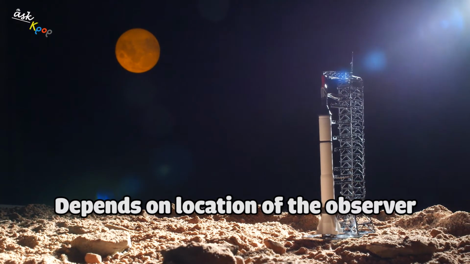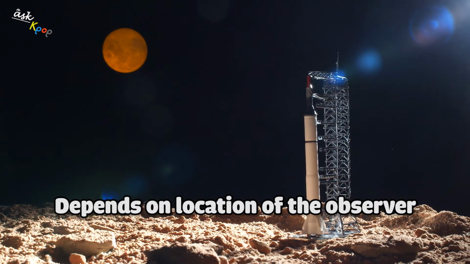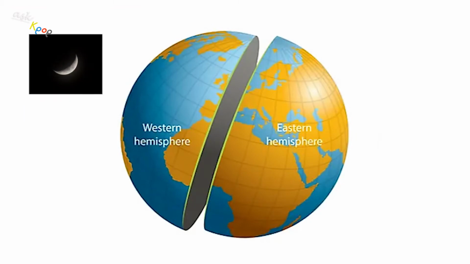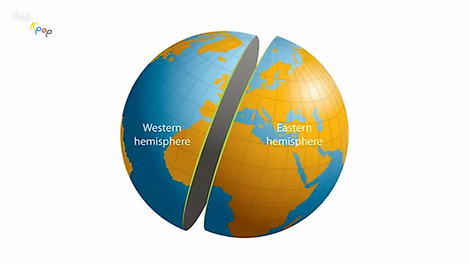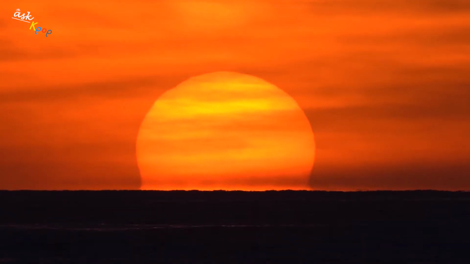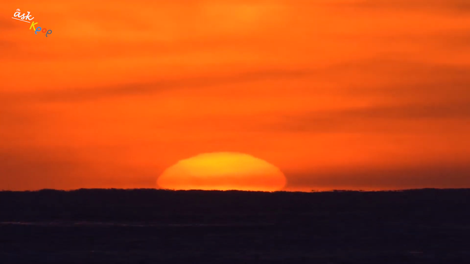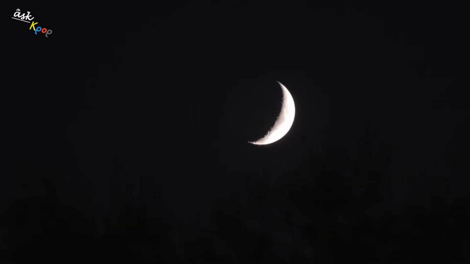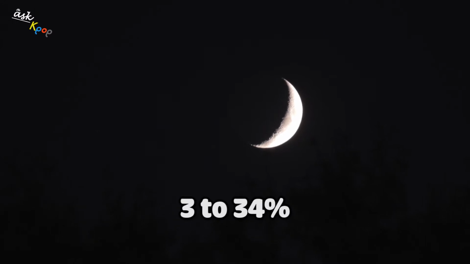Depending on where we are on Earth, we will see it from one side or the other of the sky. If we are in the northern hemisphere, we will see it from the right side, and if we are in the southern hemisphere, we will see it on the left side. During this phase of the moon, it can be observed after sunset. It moves from 45 to 90 degrees of its orbit during this period. The chance of seeing the moon in this phase is 3 to 34%.